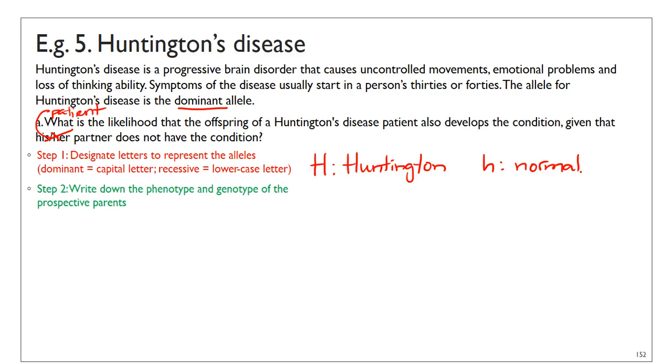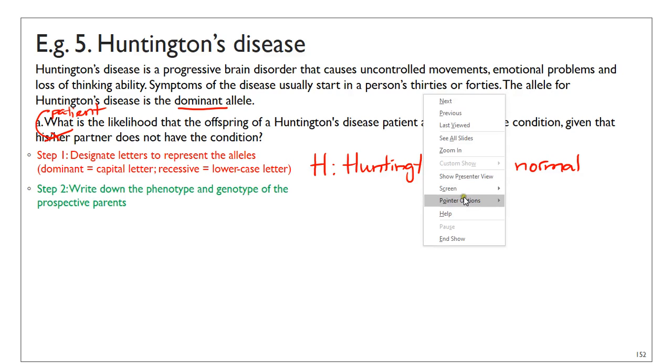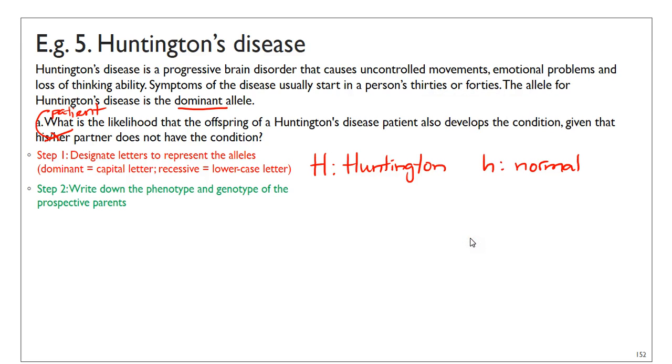Okay, and then we're going to look at the phenotype and the genotype of the parents in this case. One of the parents has Huntington disease, so the phenotype is with Huntington, and the other parent does not have Huntington disease. Now this is really interesting, because if you just look at the phenotype, you actually cannot predict what the genotype of the Huntington disease patient will be. So there are actually two possibilities.